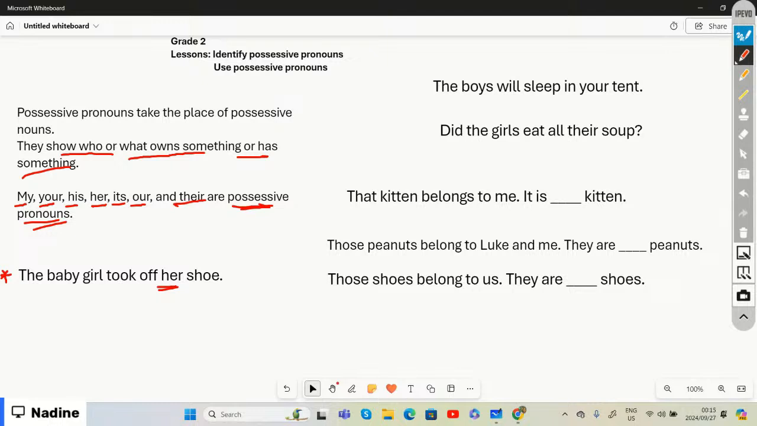And remember, we said that we want the pronoun, and the pronouns are words like my, your, his, her, its, our, and their. So those are possessive pronouns. It shows us who has something or it shows us who owns something.